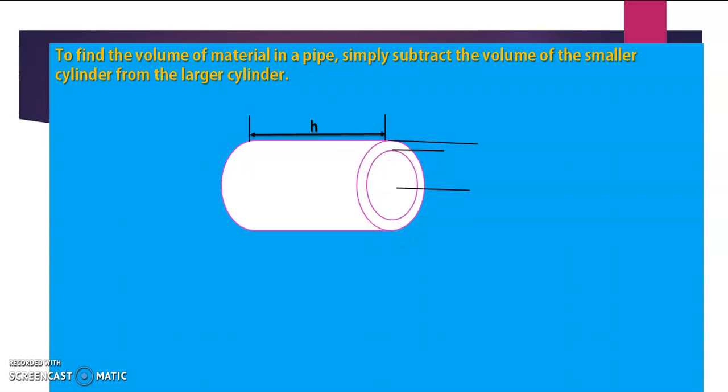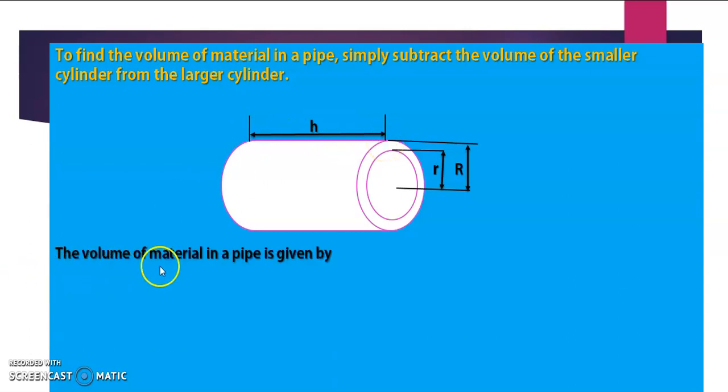Now we have this diagram here. From this diagram, we have the bigger cylinder and the smaller cylinder. The big R here is the radius of the big cylinder, while the small r here is the radius for the smaller cylinder, and the h here is the height of the cylinder.